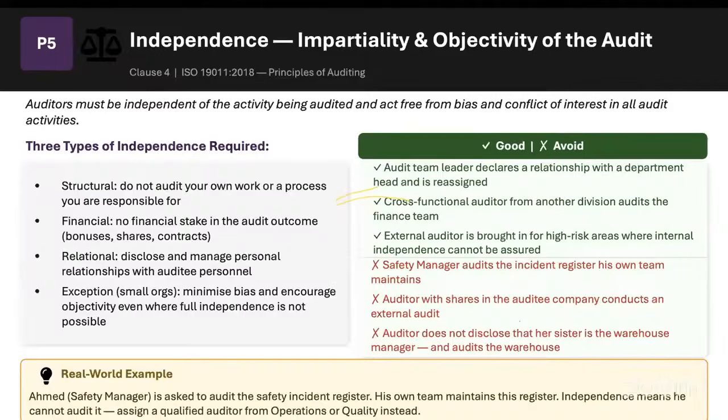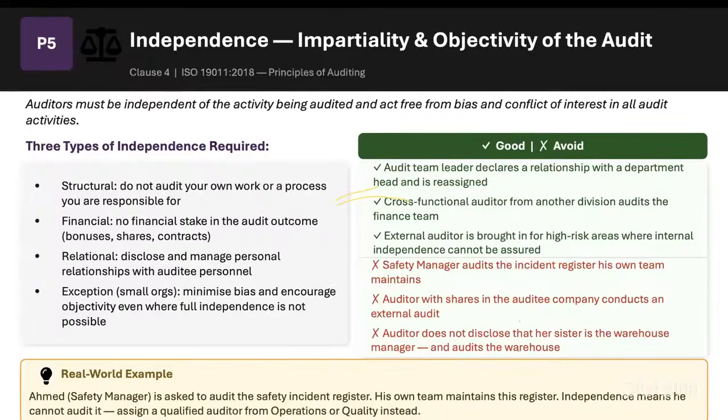There are quite a number of biases that auditors face these days. A lot of them, we cannot mention them all. Oh, is it the familiarity bias? All of those things. You act free from bias and conflict of interest in all audits. When you know that there is a conflict of interest, state it out.